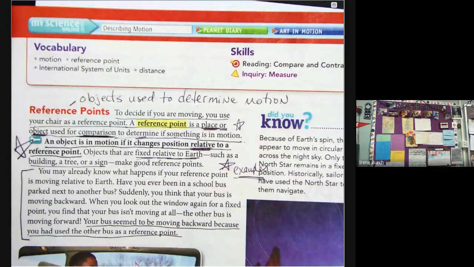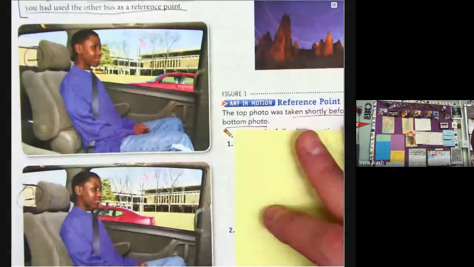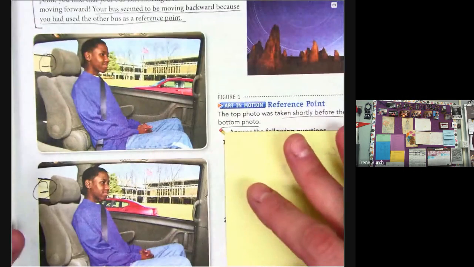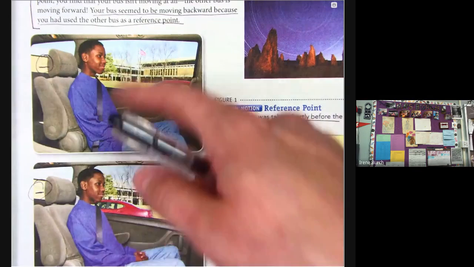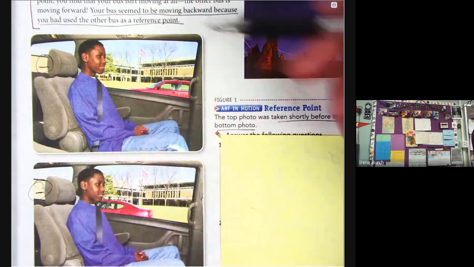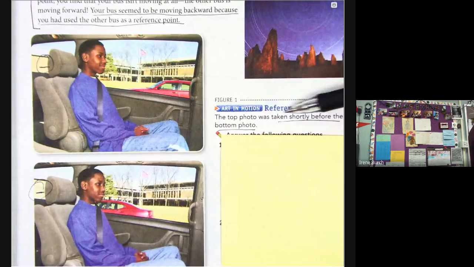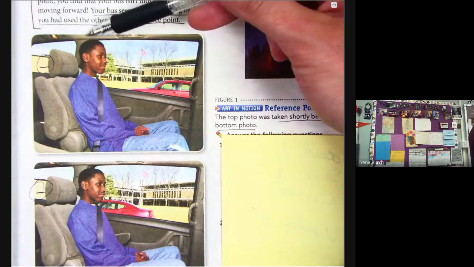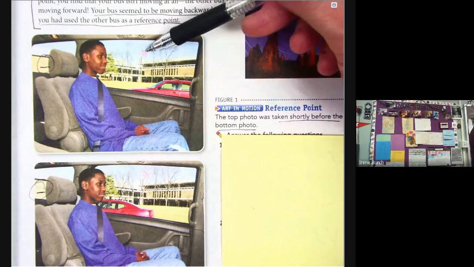So down at the bottom of the page, you guys were given this picture of this boy in the car. And it's kind of like one of those spot the difference activities. Have you guys seen those before, like online or in a book? So they change some stuff between the two images, okay? So if we observe here, it says the top photo was taken shortly before the bottom photo. So we have a boy sitting in a car, and we have a building and a flagpole.